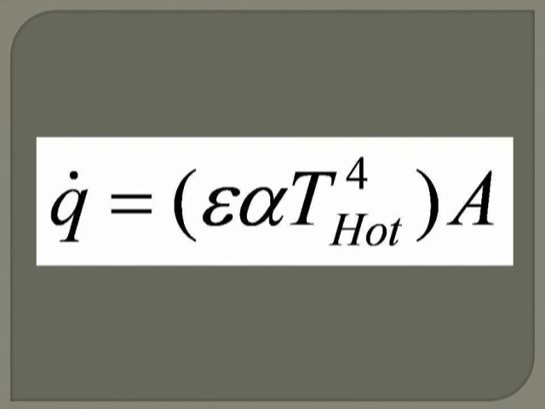The net rate of radiation heat transfer between 2 surfaces is given by this equation. E is the emissivity, alpha is the absorptivity, T is the temperature, and A is the area. And this is measured in watts.